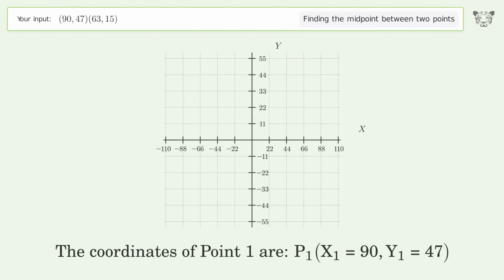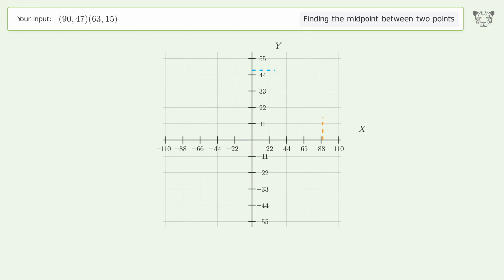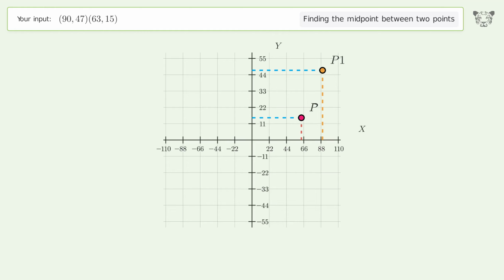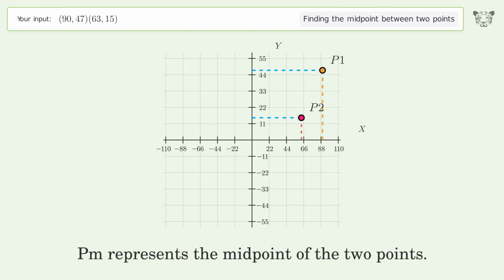The coordinates of point 1 are x1 equals 90, y1 equals 47. The coordinates of point 2 are x2 equals 63, y2 equals 15. PM represents the midpoint of the 2 points.